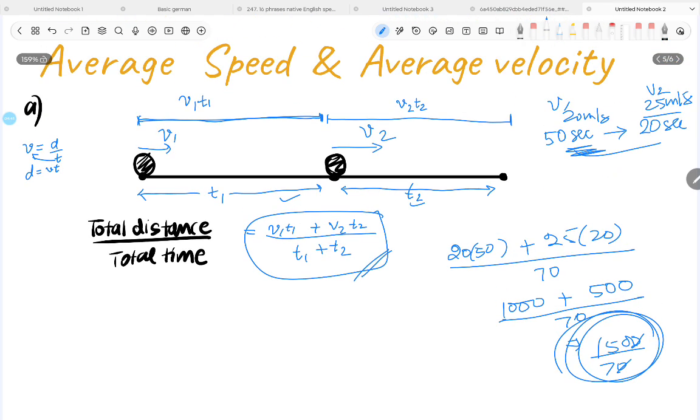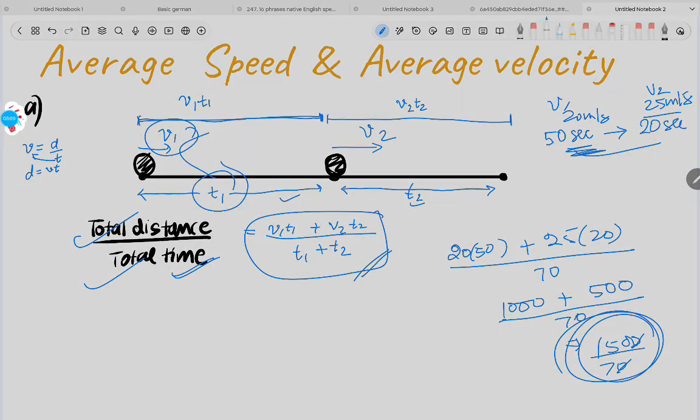So basically whenever you have to find average speed, just start finding out what you need. You need distance, you need time. If you're not given any distance, then find it out. Use velocity, use time, and find your distance.